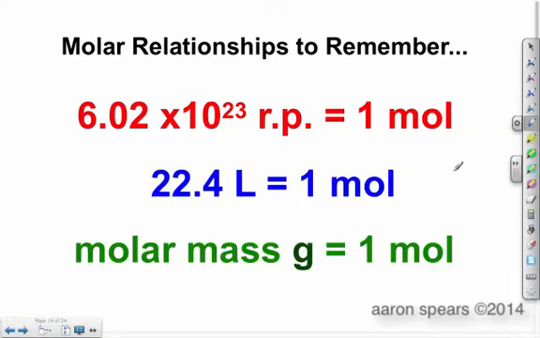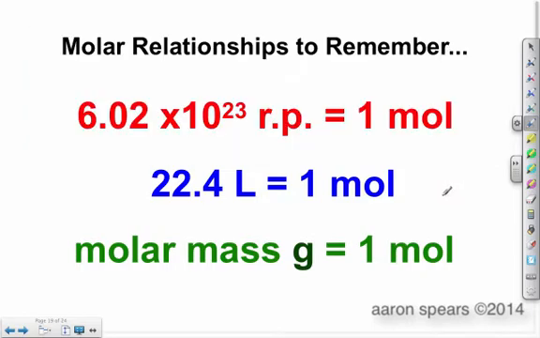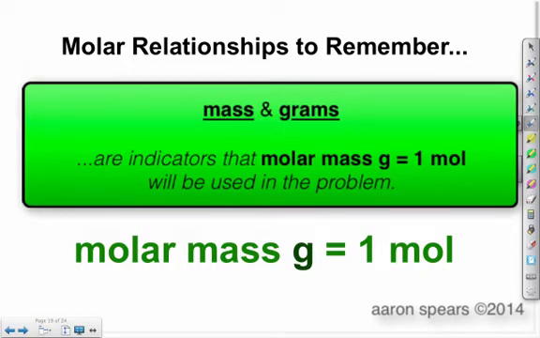Next, 22.4 liters is the volume of 1 mole of gas at STP. If you get a problem and it asks for the volume or something with liters at STP, that is a telltale sign that you're going to have to use 22.4 liters is equal to 1 mole somewhere in your math problem. And finally, molar mass. Anything that has to do with mass or grams, you know that you're going to have to use the relationship molar mass equals 1 mole somewhere in your problem to help solve it.